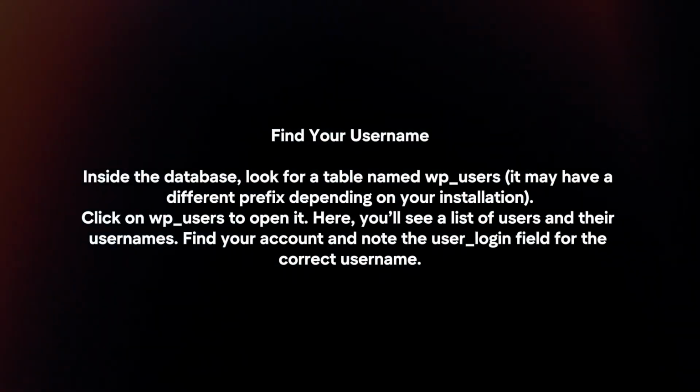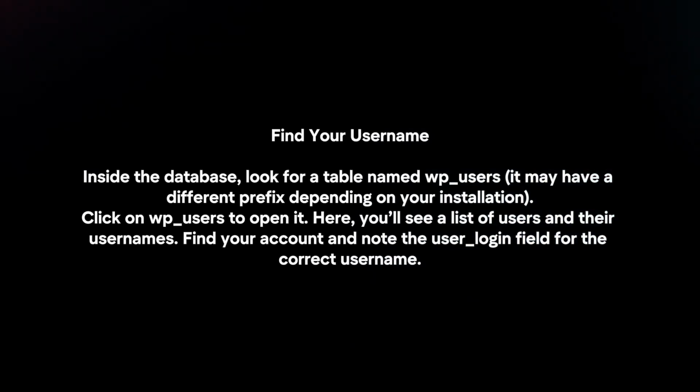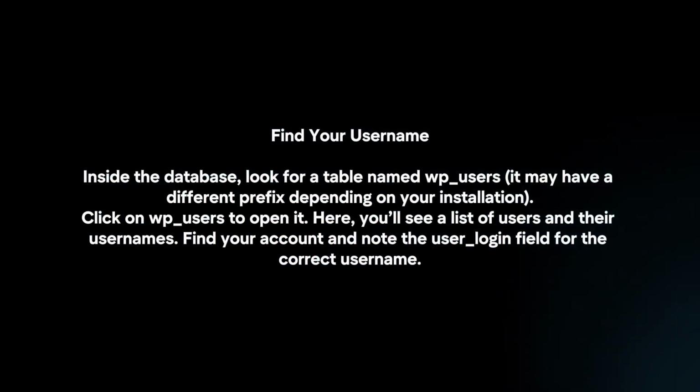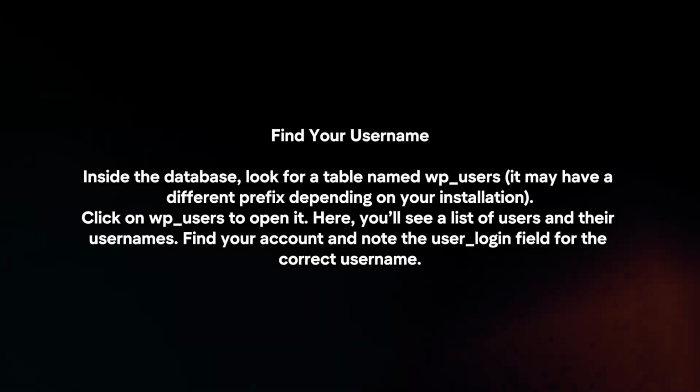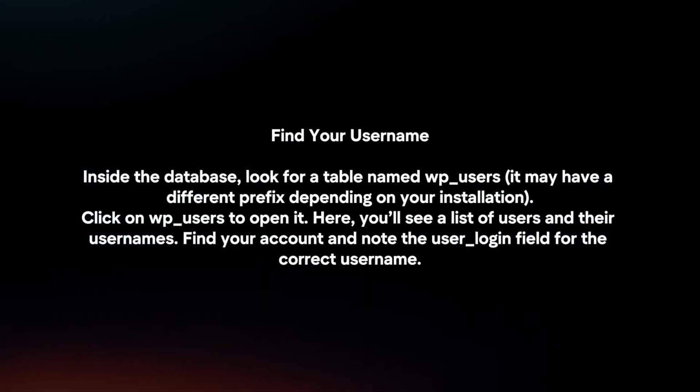Find your username. Inside the database, look for a table named WP Users. Click on WP Users to open it. Here, you will see a list of users and their usernames. Find your account and note the user login field for the correct username.